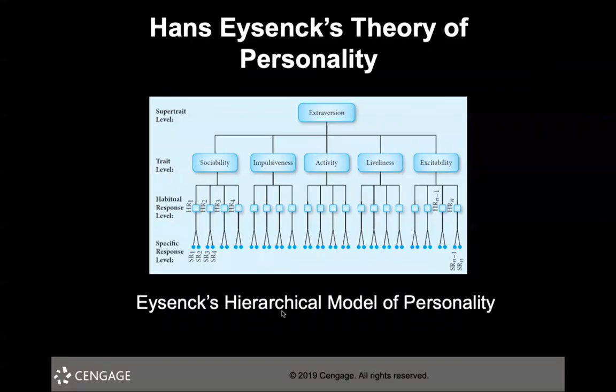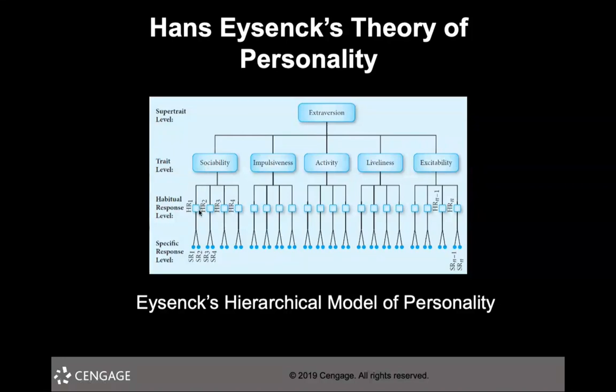So here we see the hierarchical model of personality that he had proposed. And let's take the example of extroversion. So he said that the super trait, which is right at the top of the hierarchy, could be divided into traits. According to him, it could be divided into five traits. So a person who is extroverted is sociable, impulsive, active, lively, and excitable. And this can further be divided into habitual response levels.